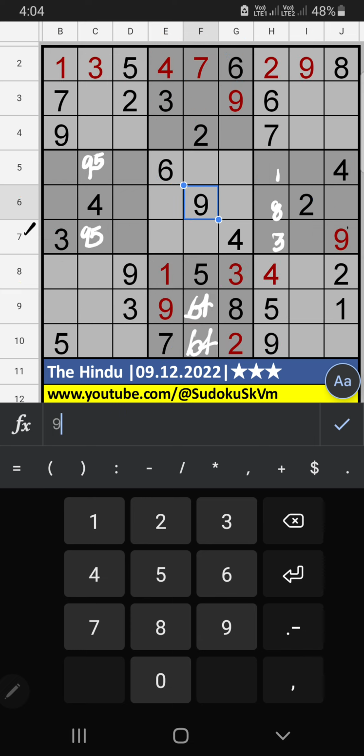7th row, we have 9. So 9 can't come in the cell. 9 is confirmed here. And then 5 is here. 2nd grid and 6th row, we have 2. So 2 can't come in these cells. Then 2 is confirmed here. Then column E, 2 numbers are remaining, 5 and 8. It will come in the two cells. We will confirm later.